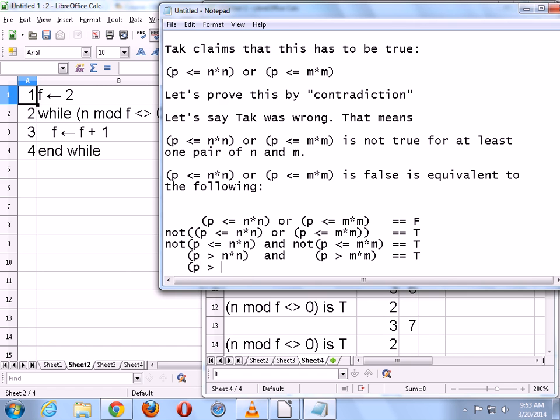P is greater than n times n, and P is greater than m times m. And we know that n is positive, m is positive, and p is positive, right? So the whole thing means, if I just multiply everything together, then we have p times p being greater than n times m times m. Is that okay? Or I should say implies in this case.